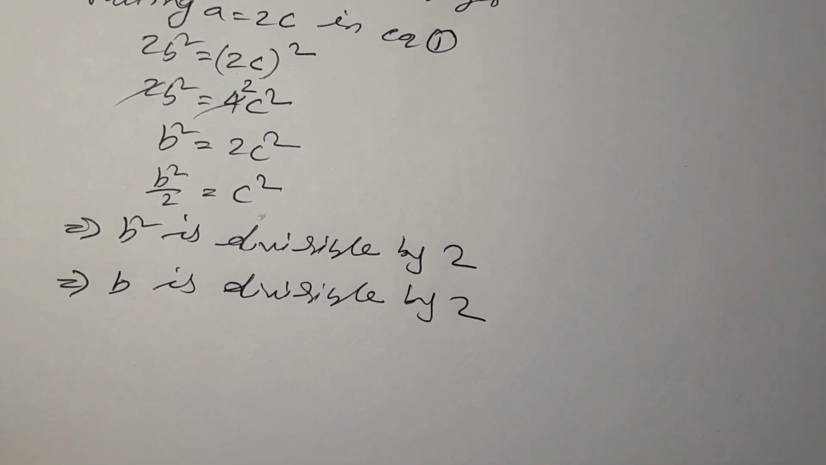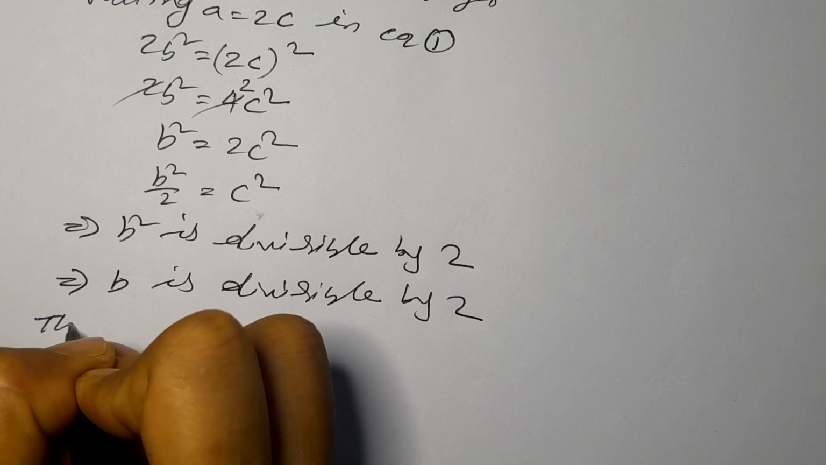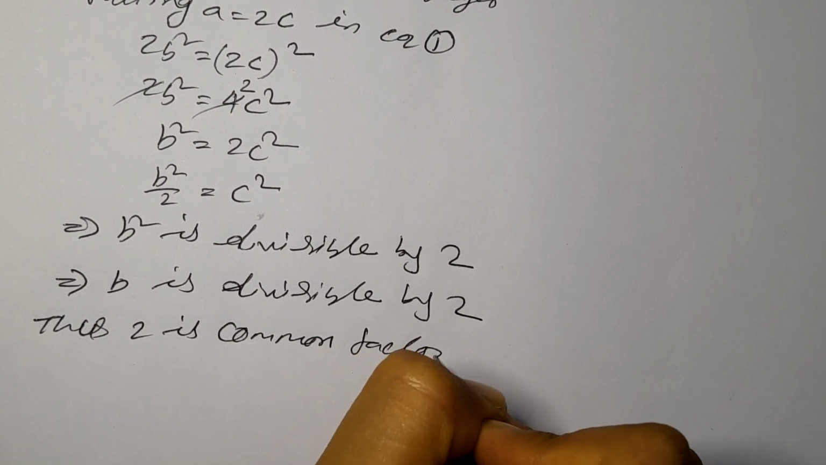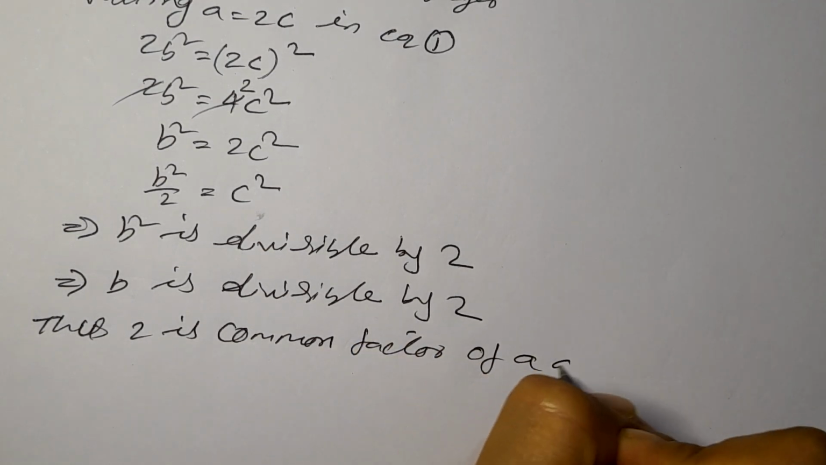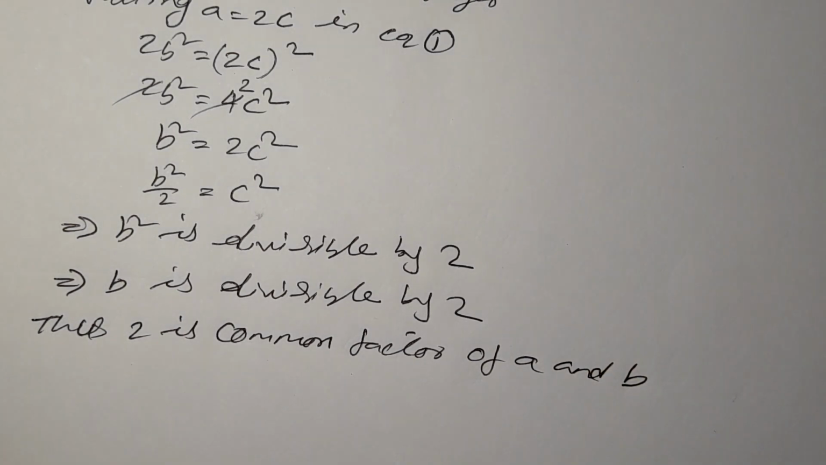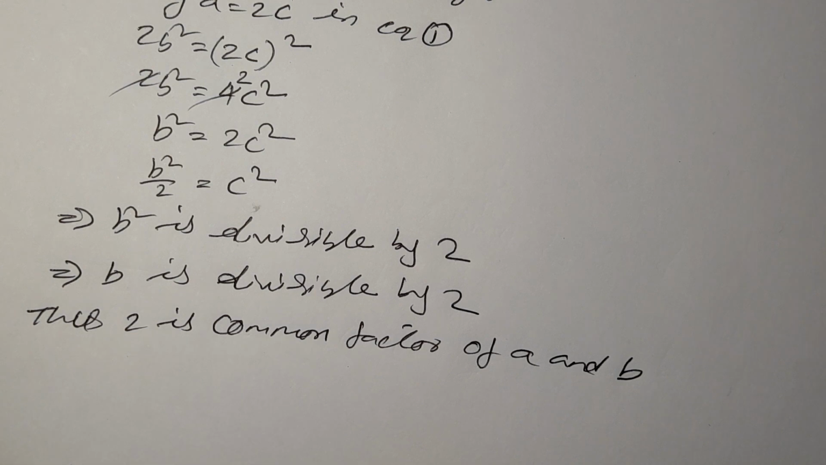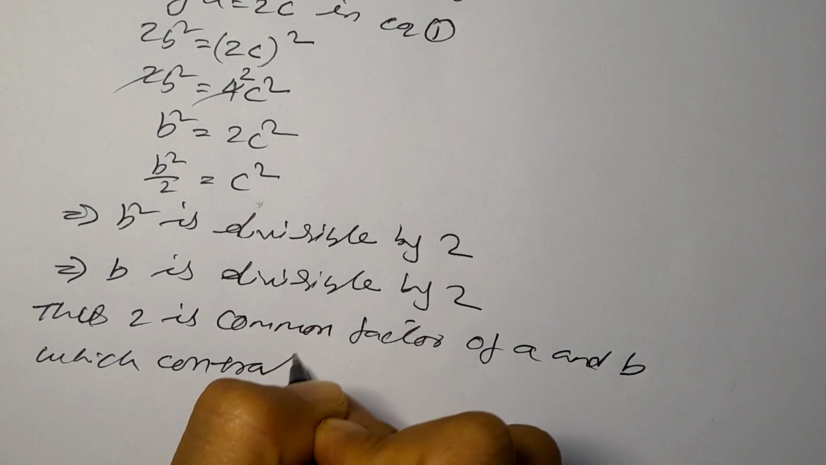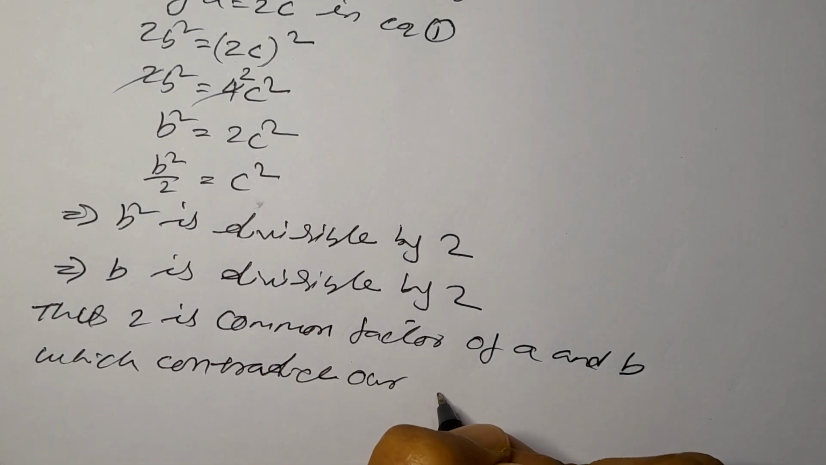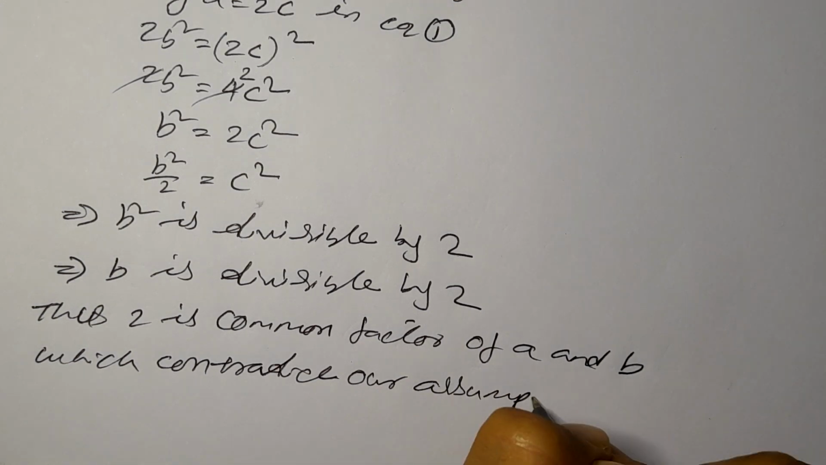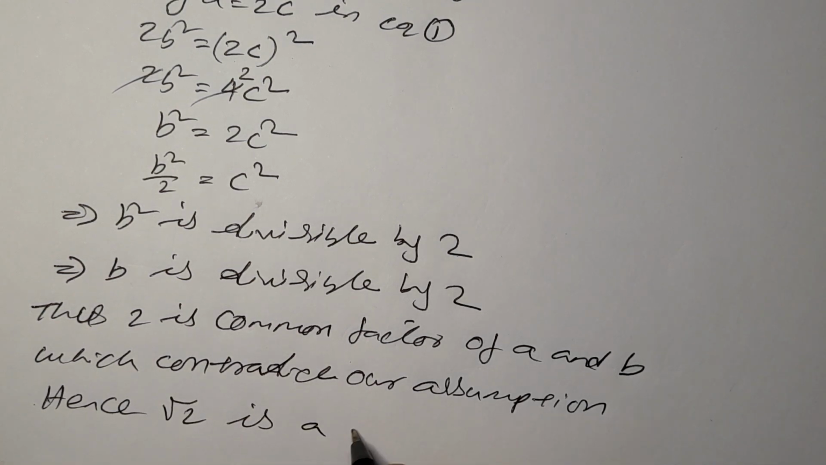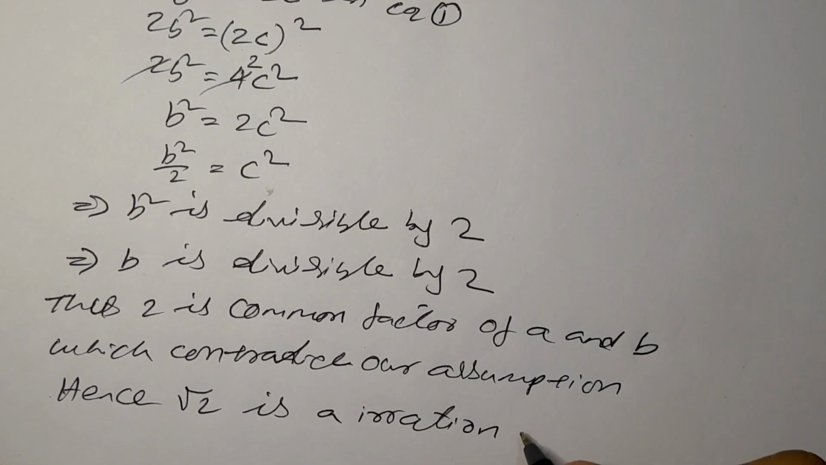So thus 2 is the common factor of a and b, which contradicts our assumption. Hence root 2 is an irrational number.